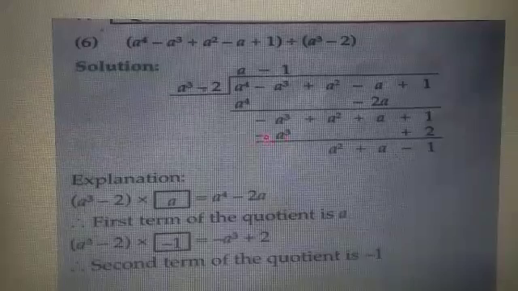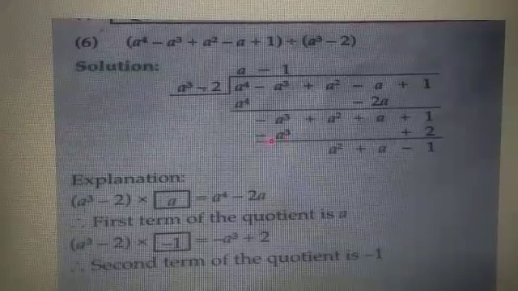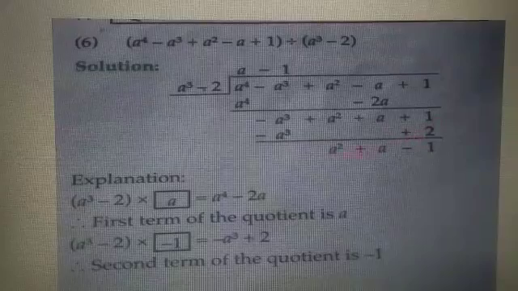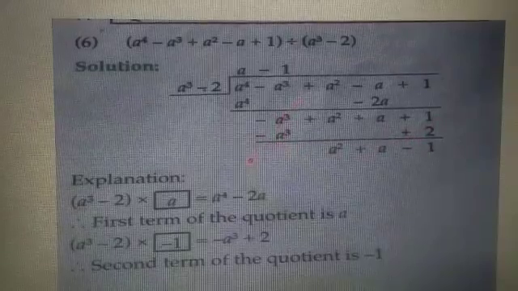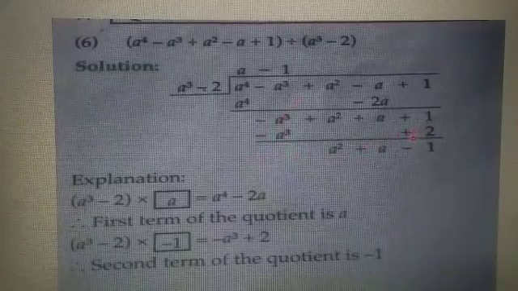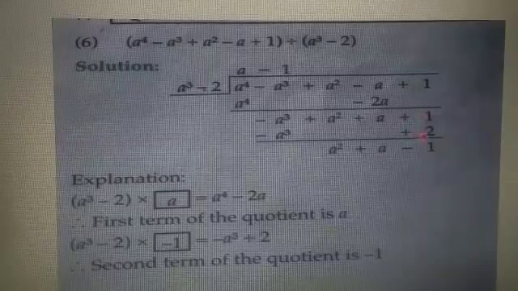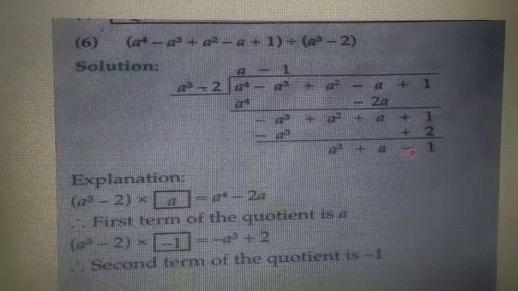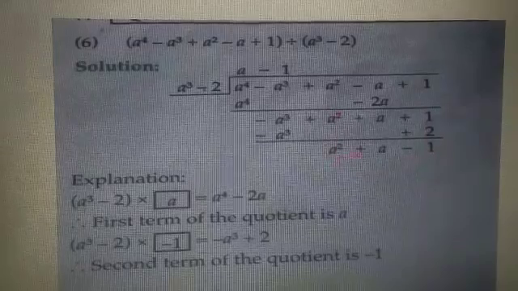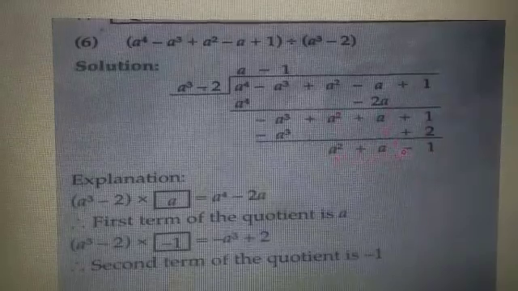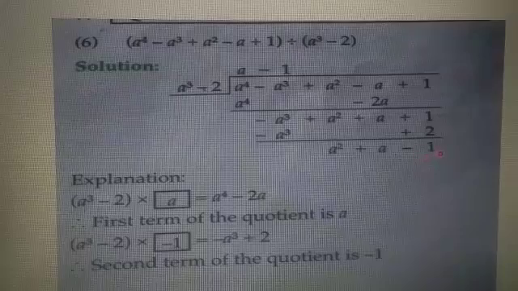Now put positive sign below negative sign, that is plus, and here minus. So minus a cube plus a cube get cancelled, and here minus 2 is there. So plus 1 minus 2 means what will be left? Minus 1, and a square plus a is as it is. So what is the remainder now? a square plus a minus 1.